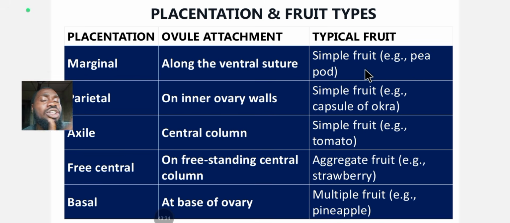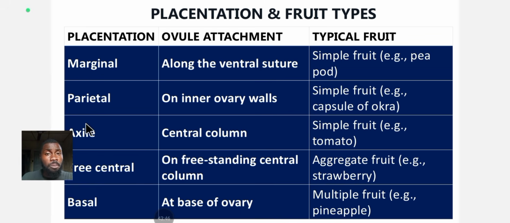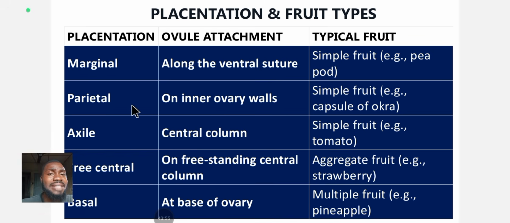In what fruit or plant do you find this marginal placentation? It is found in simple fruits, such as in pea pods. You know pea plants, don't you? I think you know it. So the next placentation we are looking at is the parietal.